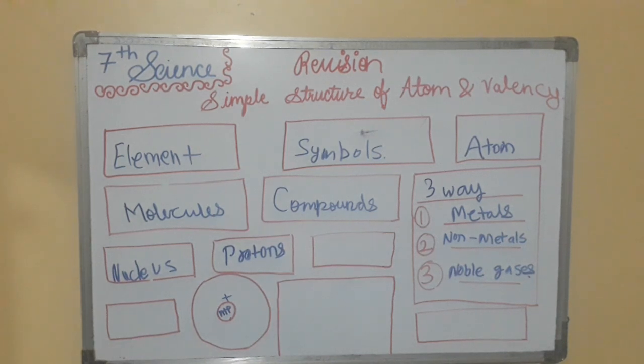Protons: the positively charged particles present in the nucleus of an atom are called protons. The charge on a proton is taken as +1. The number of protons in an atom is the atomic number of the element. Now, neutrons.